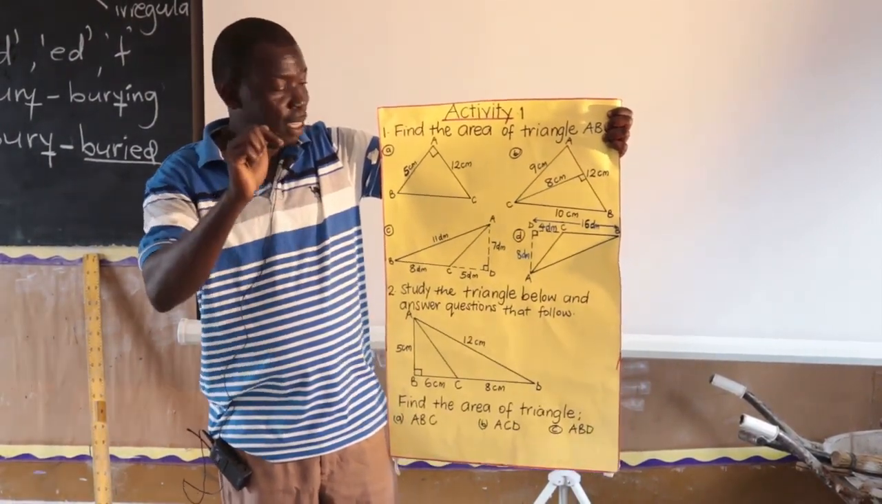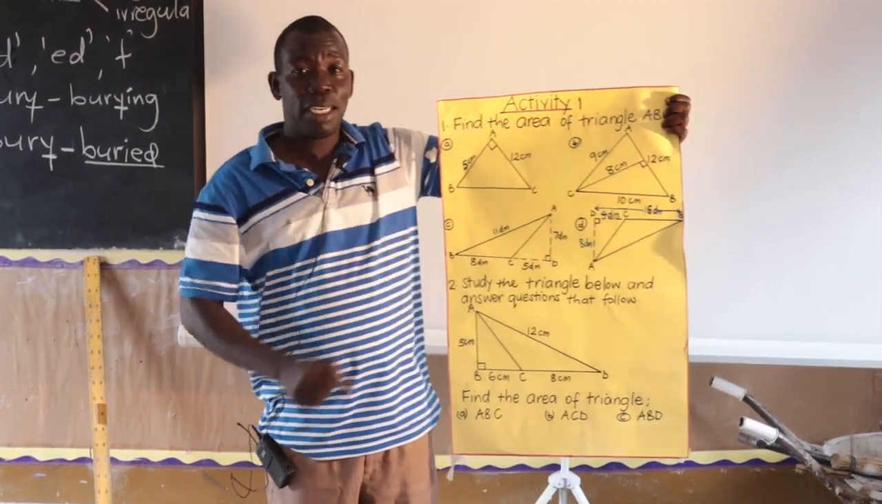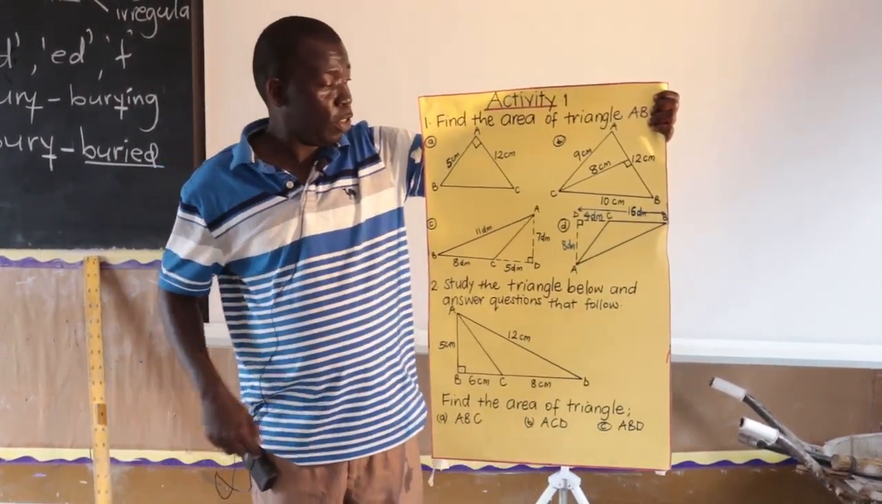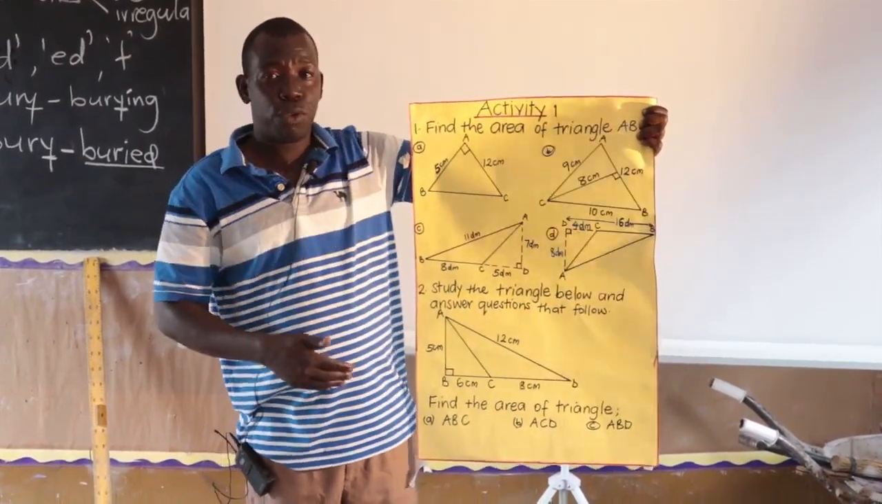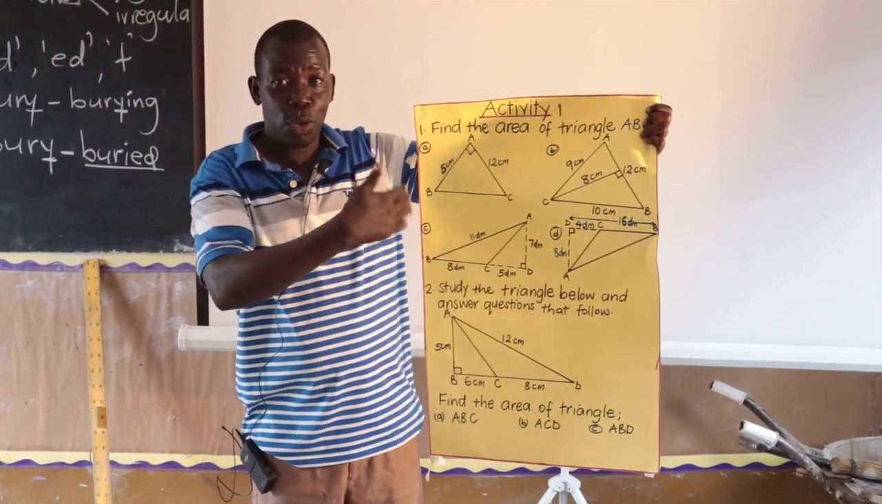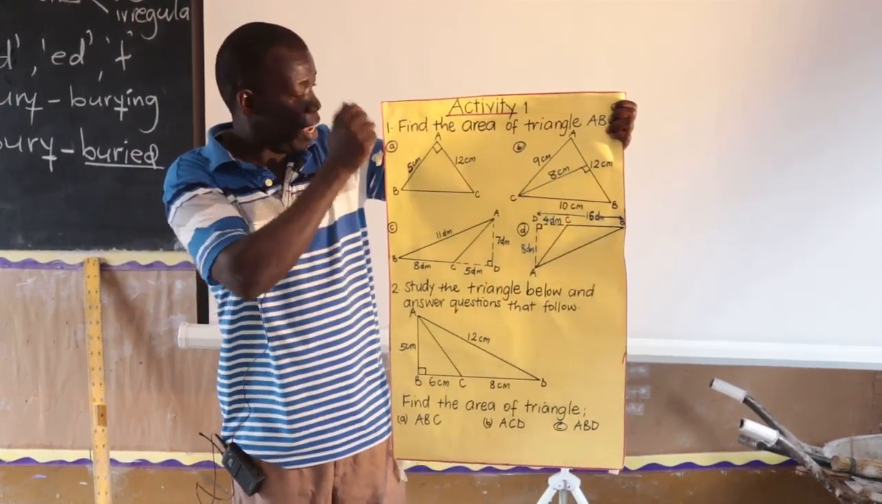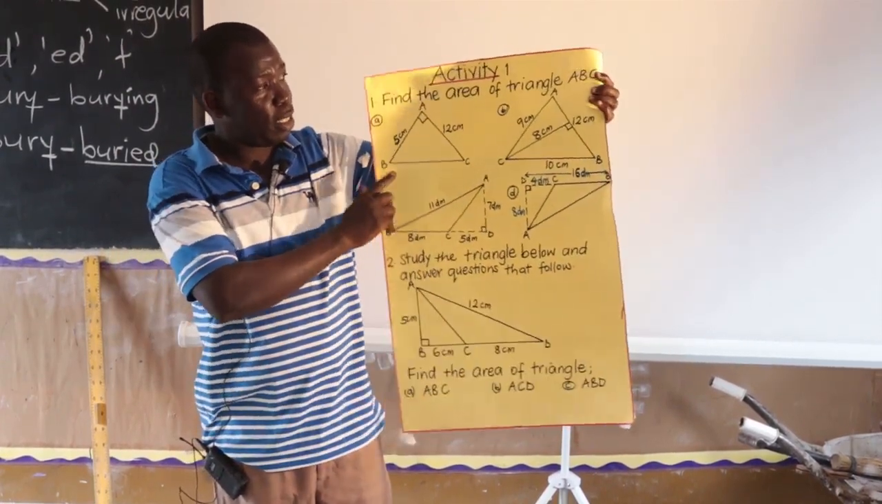A half times the base. I hope you're looking at your steps. 12 centimeters. The height is 5 centimeters. So I'm going to be brief. So when you cancel 2 and 12, you'll get 6. 2, 1, 2, 6. You remain with 5 times 6. So the area of number 1A is 30 square centimeters.